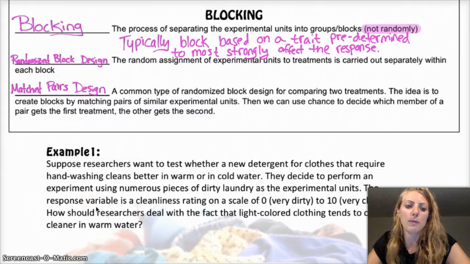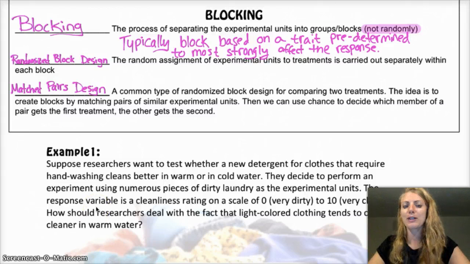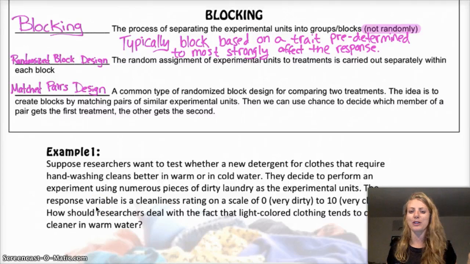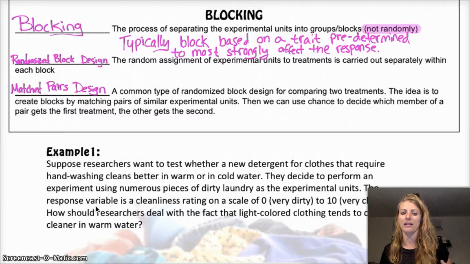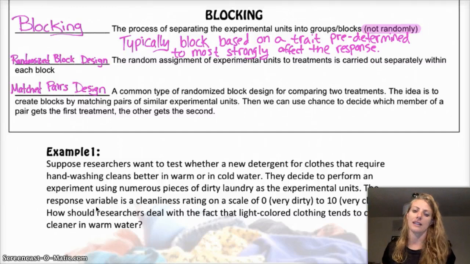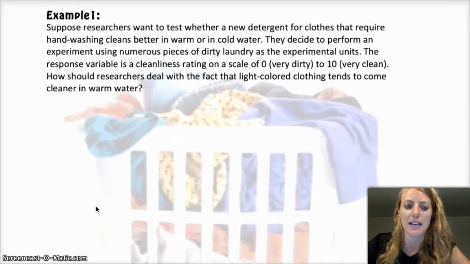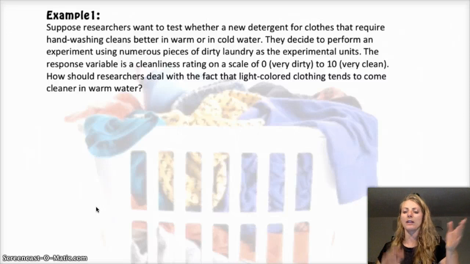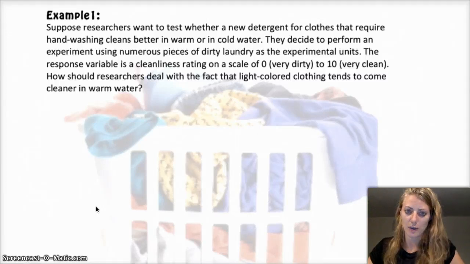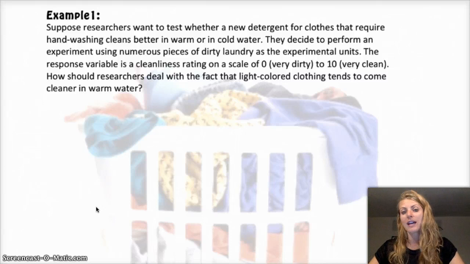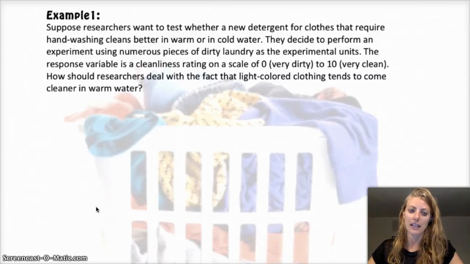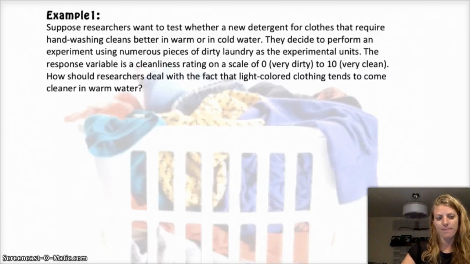Example one is about researchers who want to test whether a new detergent for clothes that require hand washing cleans better in warm or cold water. They decided to perform an experiment using numerous pieces of dirty laundry as the experimental units. The response variable is a cleanliness rating scale from 0, very dirty, to 10, very clean. How should researchers deal with the fact that light-colored clothing tends to come cleaner in warm water?